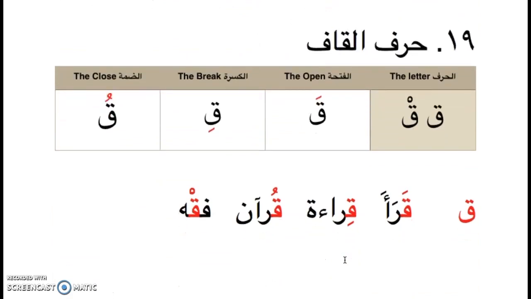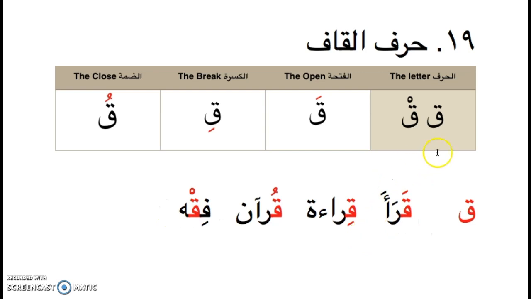Anyhow, 19 is harf, tis'a ashar. Harf al-qaf. Qa, qi, qu. Qara'a, qira'a, Quran, fiqh. And as we saw before, fiqh.